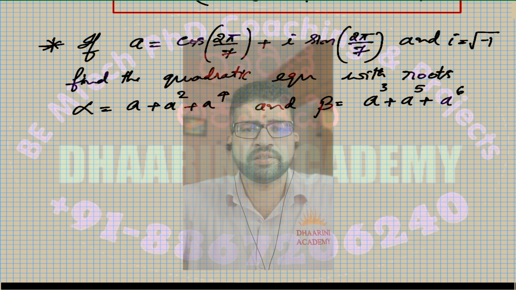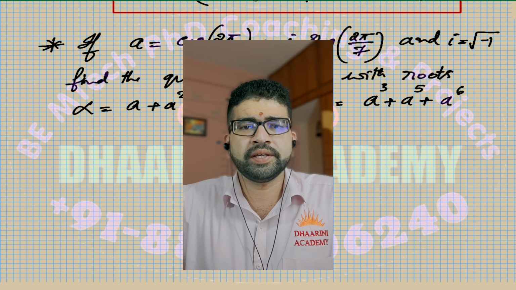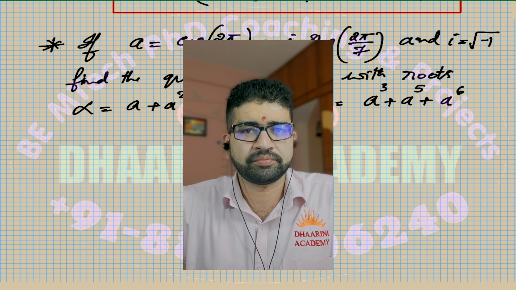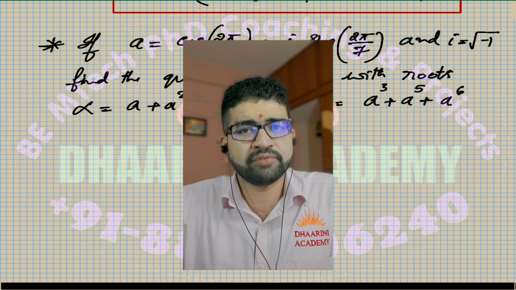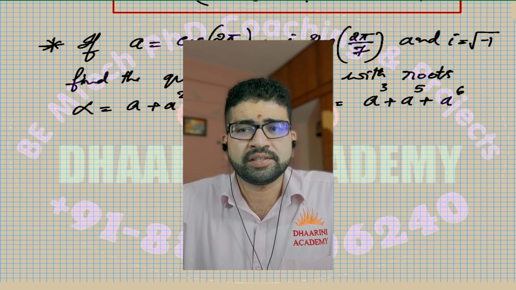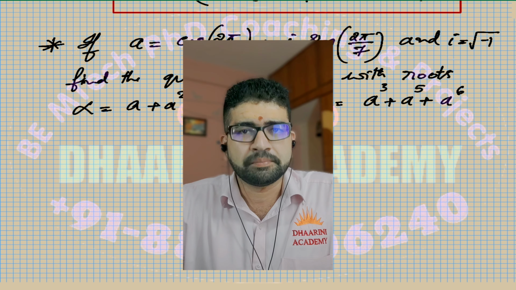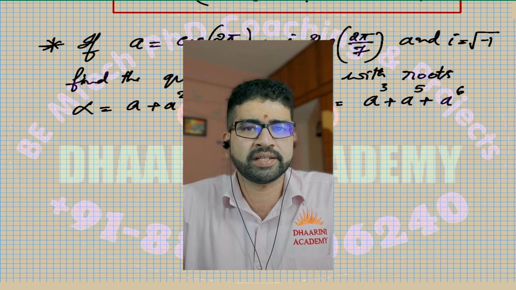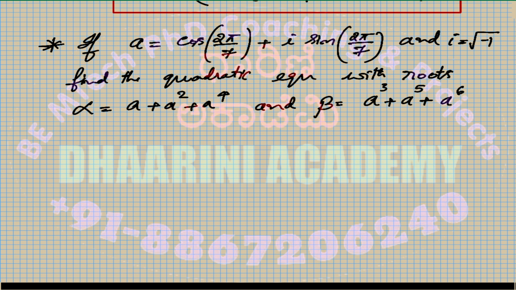So here the value of a is given, and what they are asking is to find a quadratic equation such that alpha and beta are the roots of that quadratic equation. Alpha and beta both are given in terms of the a value which is given over. Okay, now let's look at the solution.